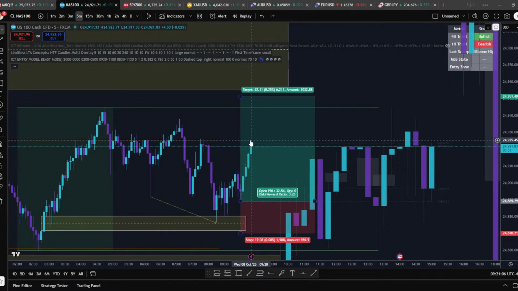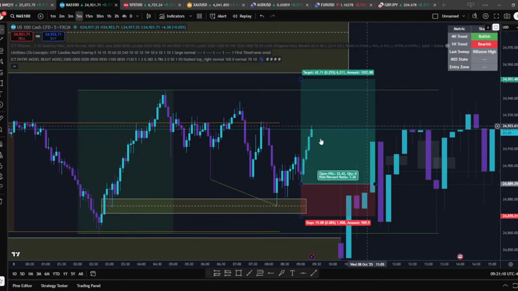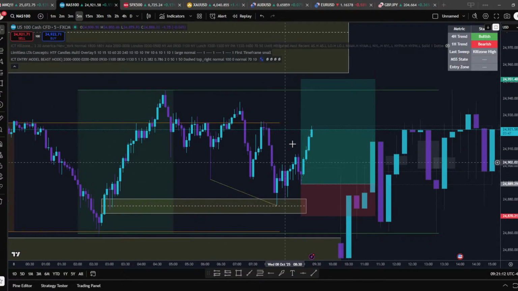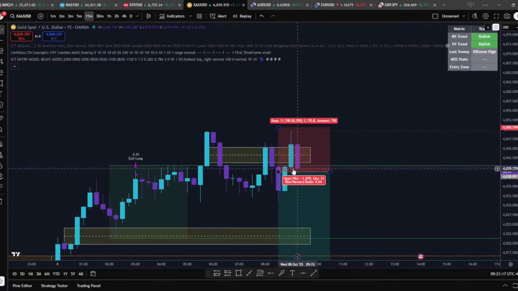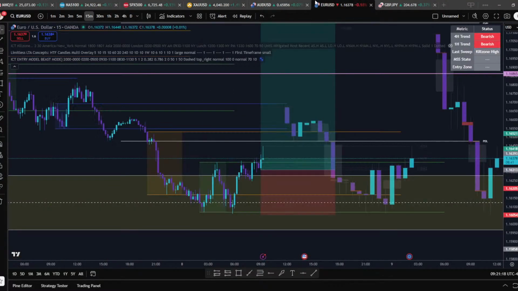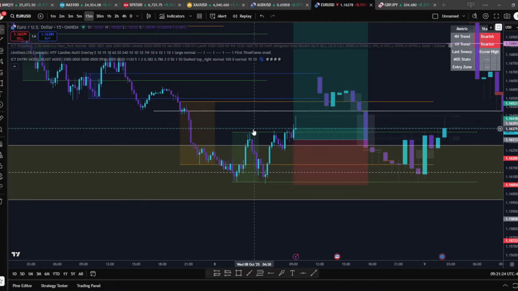Look at NASDAQ. NASDAQ was a no-brainer. Okay? Look at gold. Gold is now moving in the right direction. Look at euro. Pumped up. Now it's creating a candle that we don't really want to see.